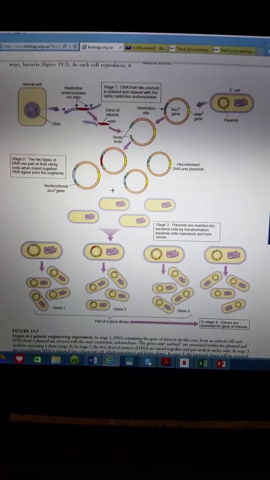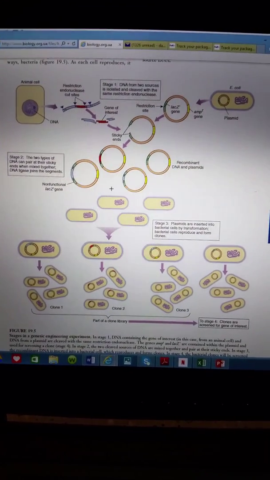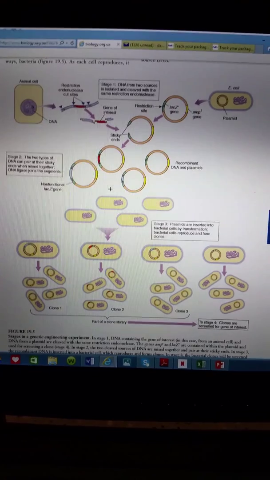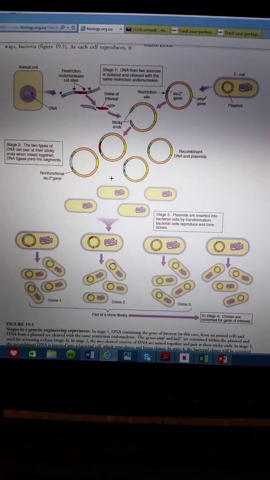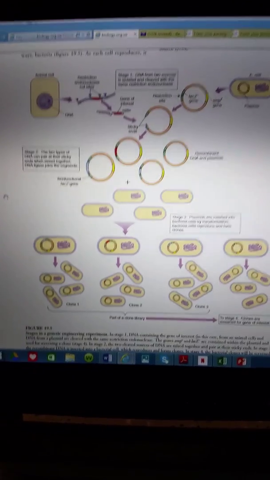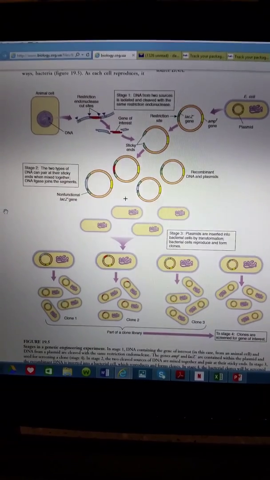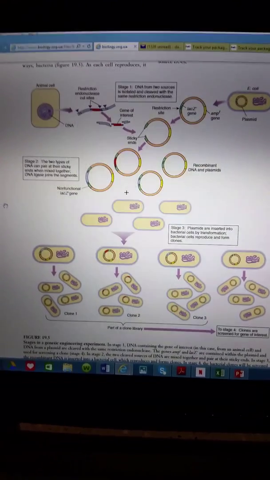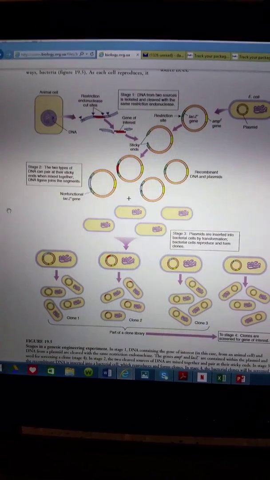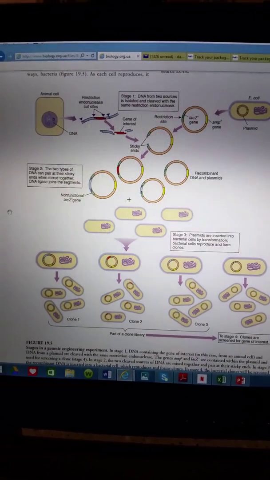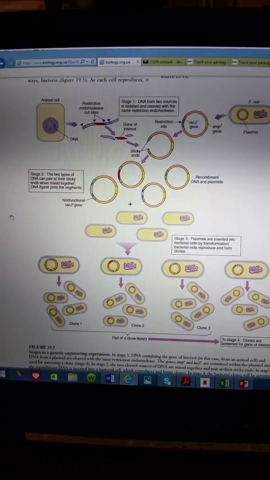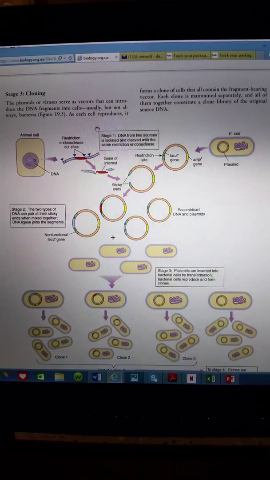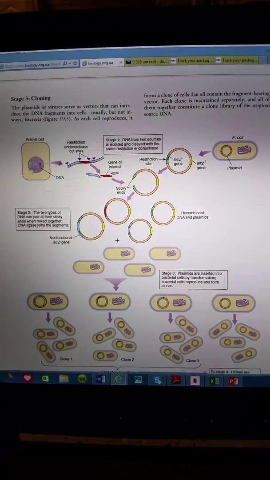From the previous things I've talked about, I'm going to talk about cloning and how to do it. It's the four stages of genetic engineering, and the four steps are DNA cleavage, production of recombinant DNA, cloning, and then clone screening. To begin, we start off with stage one, which is up here.